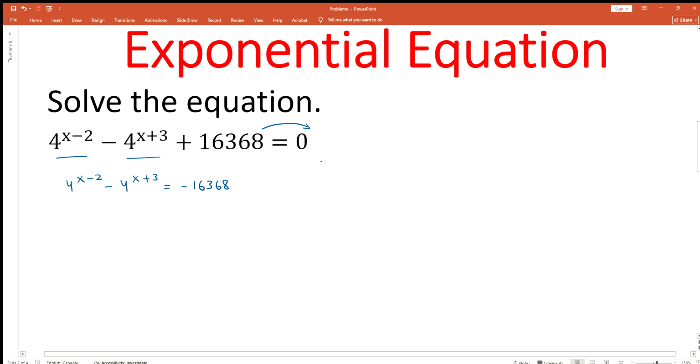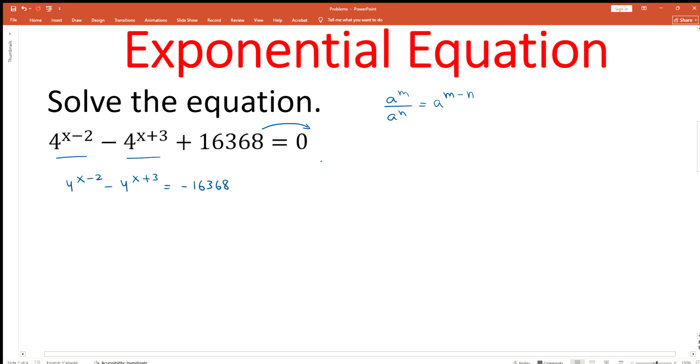Next, we can use laws of exponents to break up the terms 4^(x-2) and 4^(x+3) because we want to isolate x. For the term 4^(x-2), we should use the division law, or the quotient law, of exponents. This law is a^m over a^n equals a^(m-n). We can combine the two terms into a single term because they have the same base. For the term 4^(x-2), we have to use this law the opposite way.